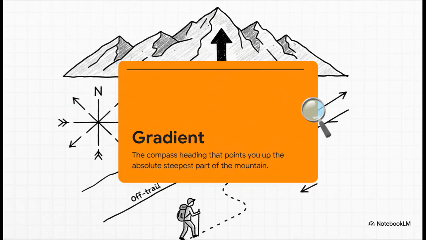Let's strip away all the dense algebra for a second and just focus on the physical meaning here. The gradient is simply the exact compass heading that points you straight up the absolute steepest part of the mountain. Think of it as an arrow sitting flat on your 2D map telling you, hey, if you want the hardest workout and the fastest way to the top, walk exactly this way. Or, to look at it another way, if you were to drop a ball right at your feet, the gradient is the exact opposite of the path it would naturally roll down.